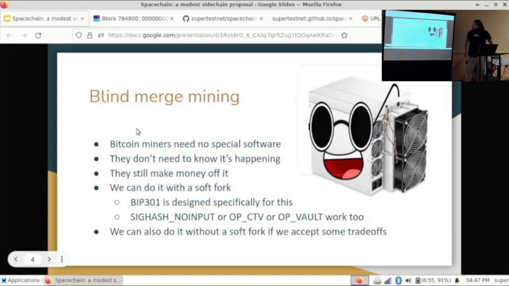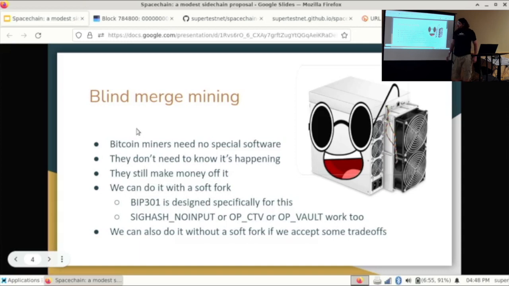So Ruben, the great inventor, the wizard, came up with blind merge mining, which is a different little scenario where miners don't even have to know what's happening. They don't have to run any special software. They still make money off of it, which is cool. And it works really well. Some of its neat nifty properties are that it doesn't need a soft fork.